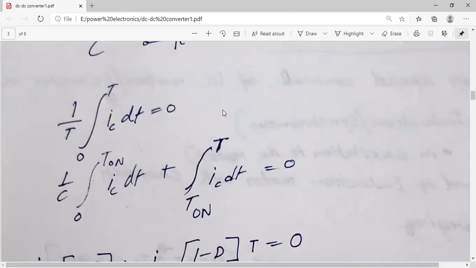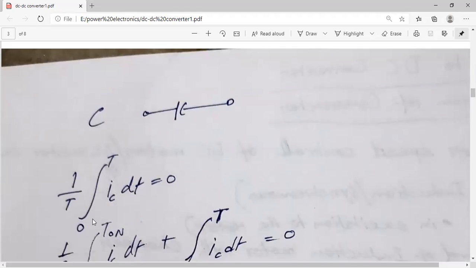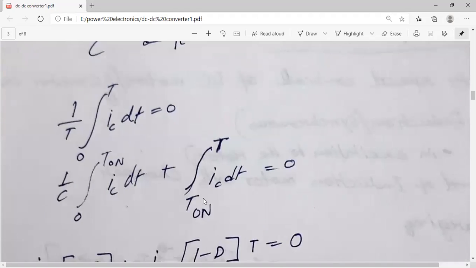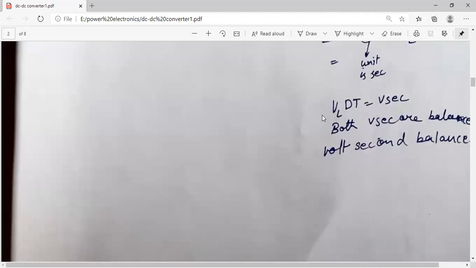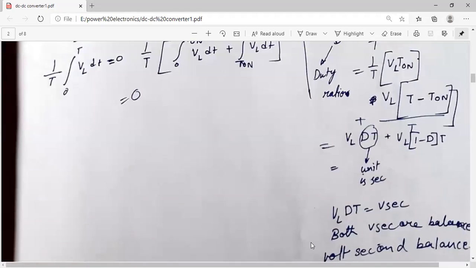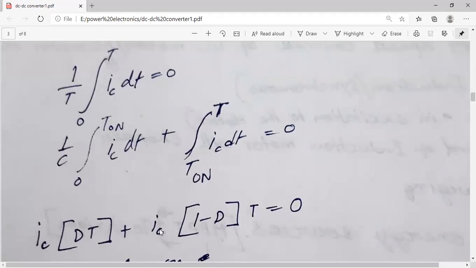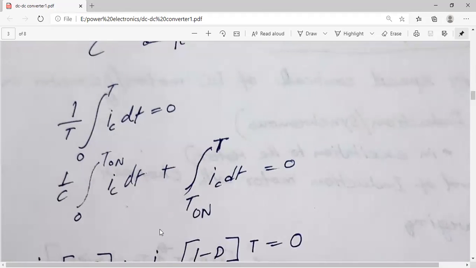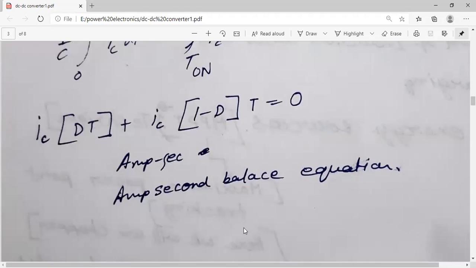In a similar way, if a capacitive element is connected, then 1 by T integration 0 to T iC dt can similarly be written in this way. This is the volt second balance, and this one is the ampere second balance, since it is connected with current iC. The same way it can be written. This is the ampere second balance equation, and this should be equal to 0.